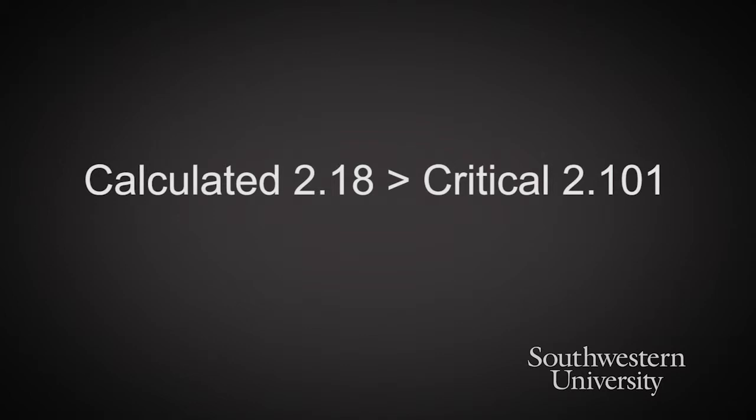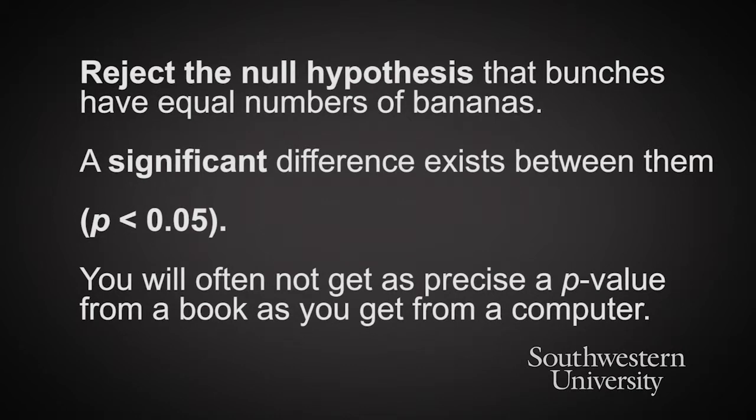Now, pretend that your minions can rapidly crank through some math and come up with a t-value of 2.18. What's next? You then compare that 2.18 against the critical for the determined degrees of freedom and confidence level. So calculated 2.18 is greater than critical of 2.101. What do you decide? You decide to reject the null hypothesis that bunches have equal numbers of bananas. A significant difference exists between them at a p-value of less than 0.05. Keep in mind you will often not get as precise a p-value from a book as you will get from a computer.